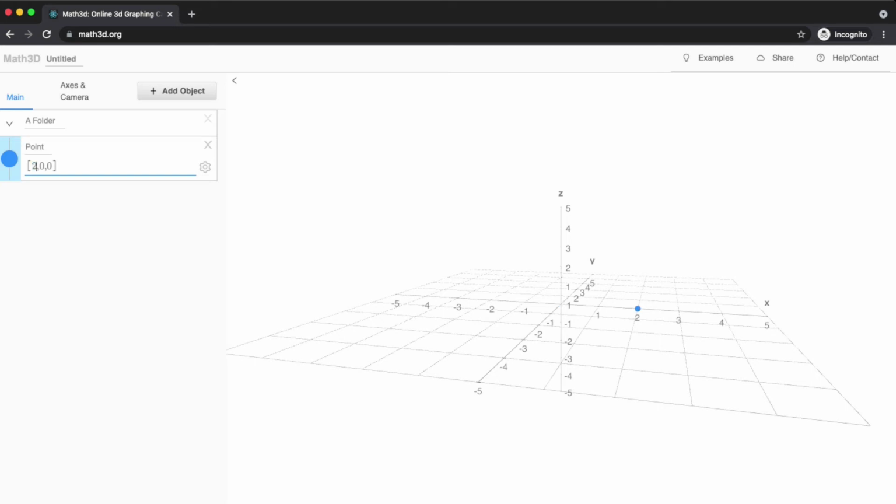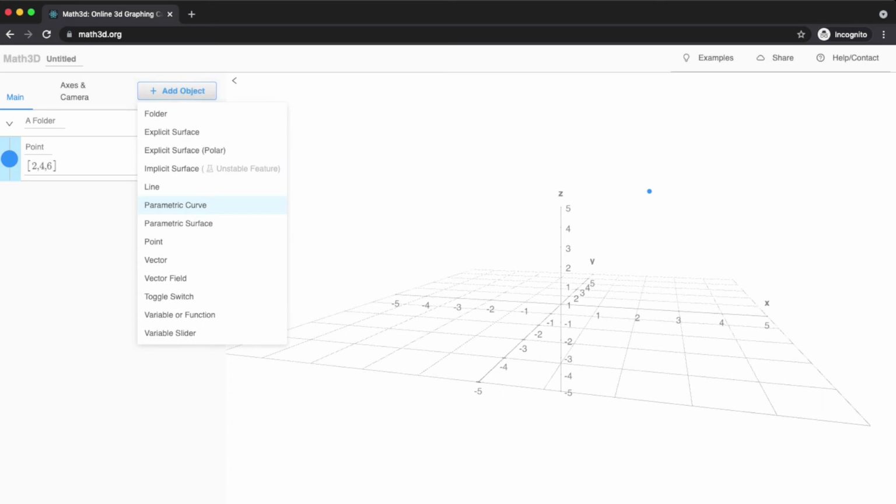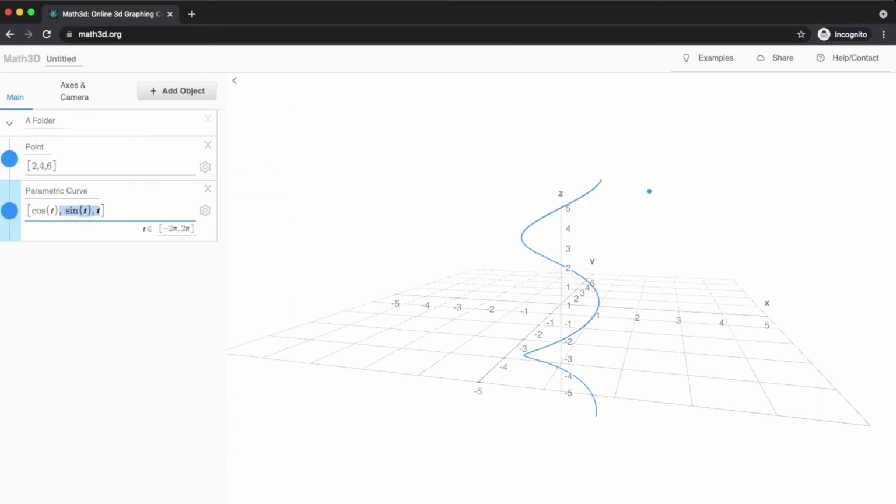So the point is 2, 4, 6. We'll get rid of these extra zeros. We also want a line, and the line is 7 minus 3t, 3 plus 4t, and 5 plus 2t.